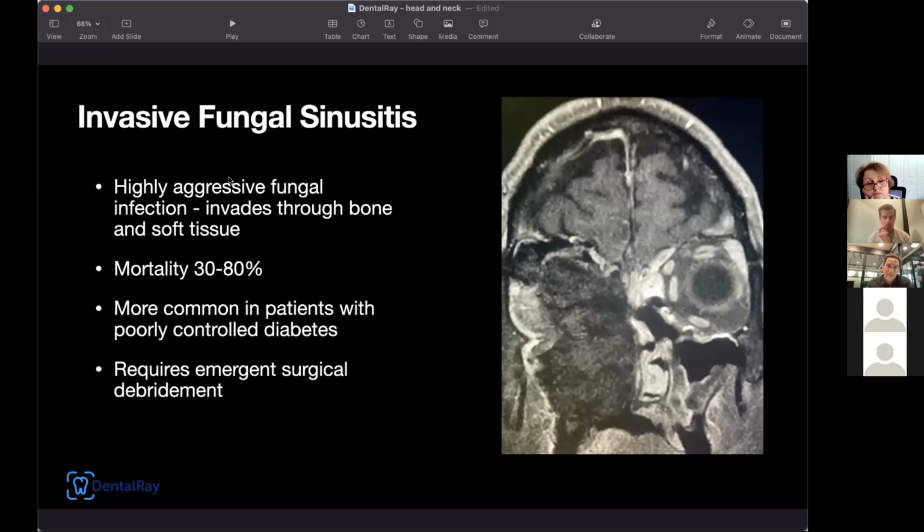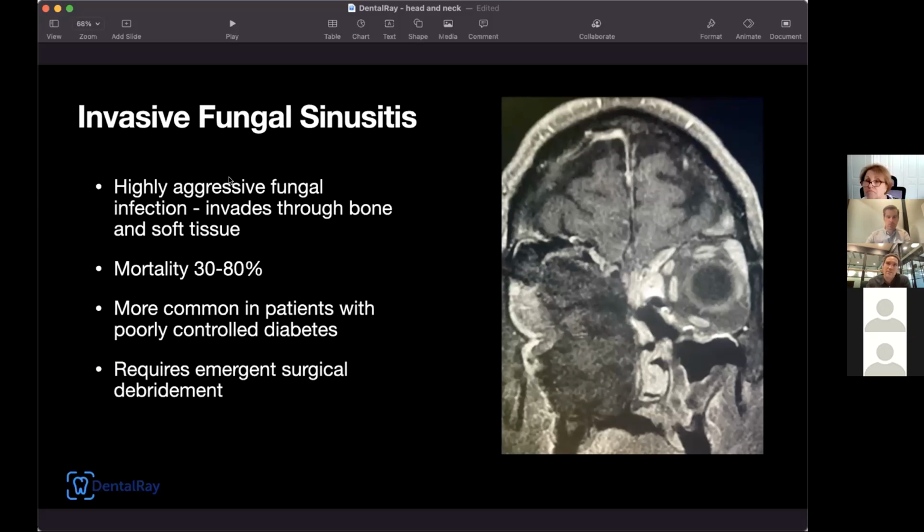And if it's not immediately surgically debrided, removing all of that dead tissue and infection, there's a very high degree of mortality. And it's fairly common in patients who have poorly controlled diabetes, which is, again, a patient subpopulation that we're seeing in clinic and in our practices.